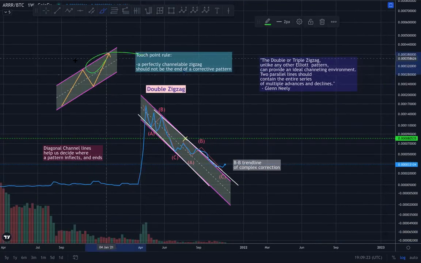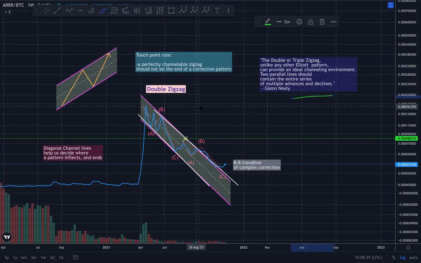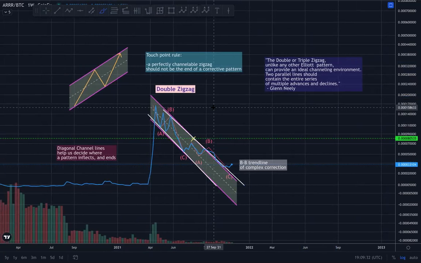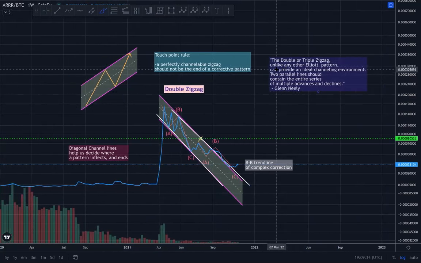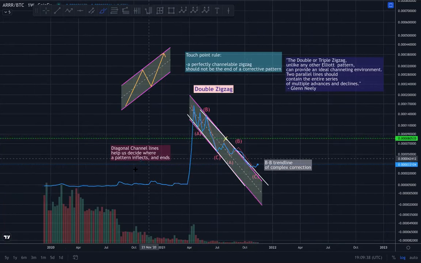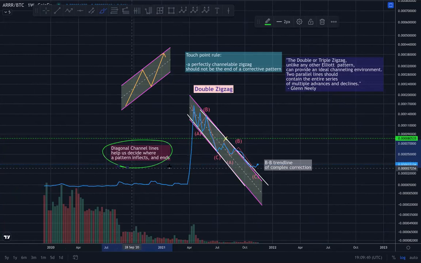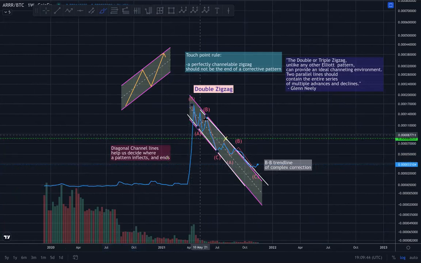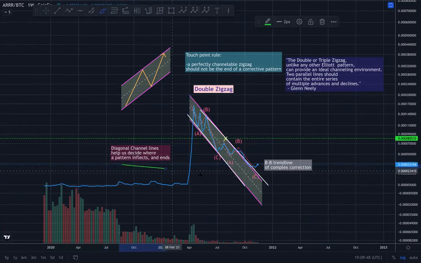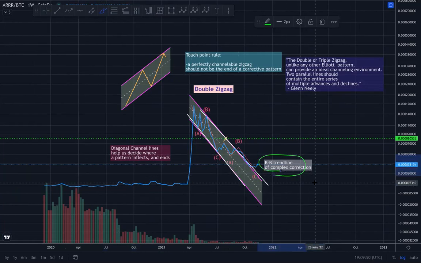Touch point rule relating to these ideas. This is looking like a double zigzag. A quote from Neely about channeling and about how double zigzags are very ideal for channeling. And then this important nuance about diagonal channel lines to help us determine the inflections and the endings. Okay, and along with this diagonal channel line, there's this idea of the B2B trend line.